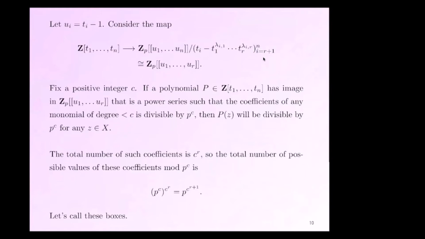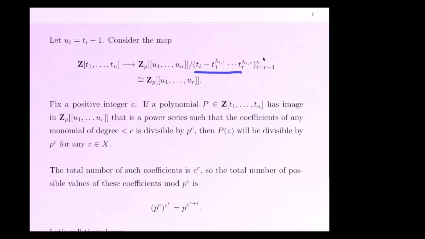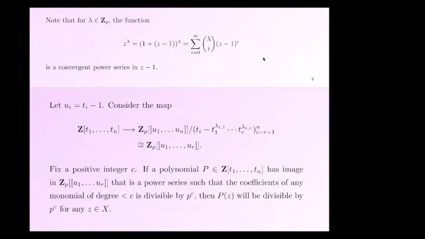And then this power series has a very special form. It's just of the form u_i equals something. If you write this as a power series in the u_i, it's u_i equals a power series in the previous u_j's, j going from 1 to r. So that just says I can basically knock out the last n minus r u_i.